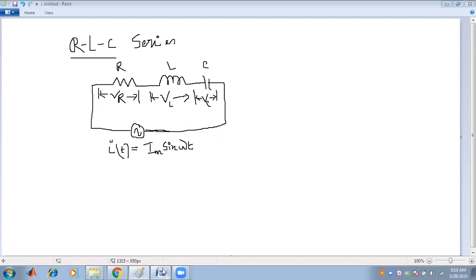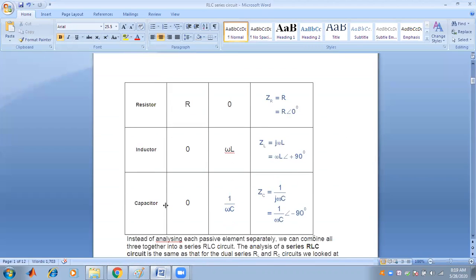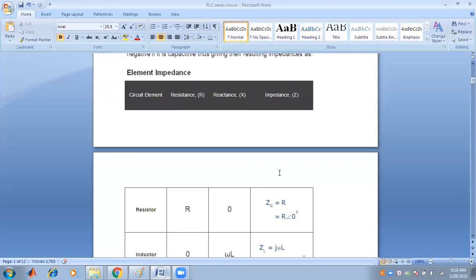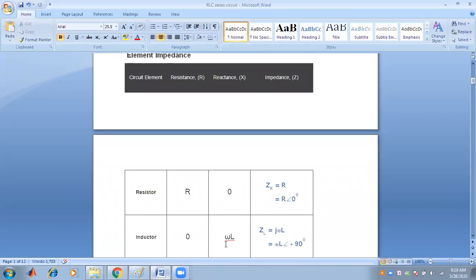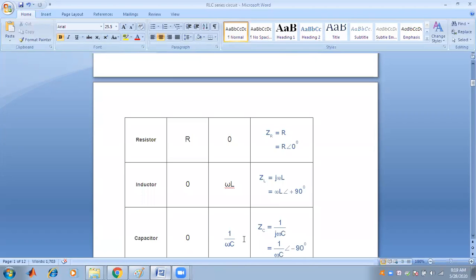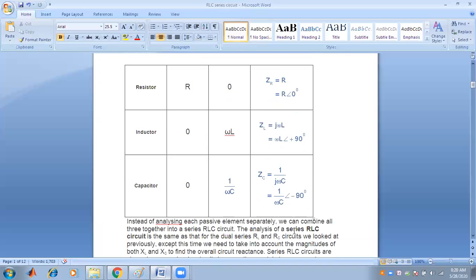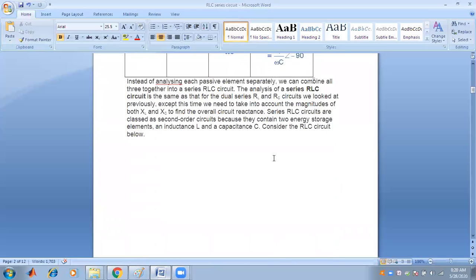That is known to us. For the resistor, the reactance value is zero and the impedance is ZR equal to R at angle 0 degree. For the inductor, the inductive reactance is omega L, and ZL equal to j omega L, that is omega L at plus 90 degrees. For the capacitor, the value is 1 by omega C, ZC equal to 1 by j omega C. Multiplying numerator and denominator by j, with j squared equal to minus 1, it becomes minus j by omega C, which means a minus 90 degree angle, because j is in the denominator. This is already known to us.